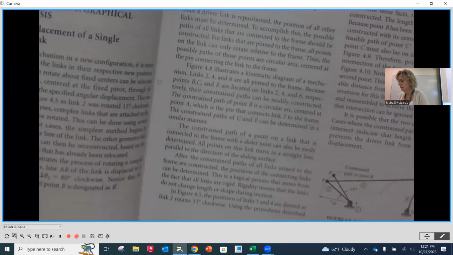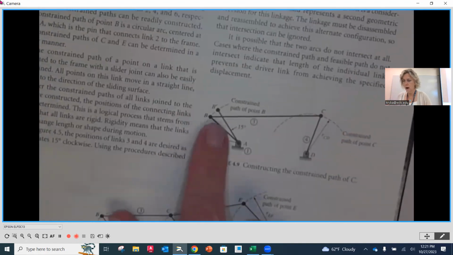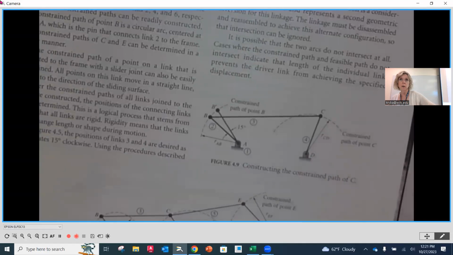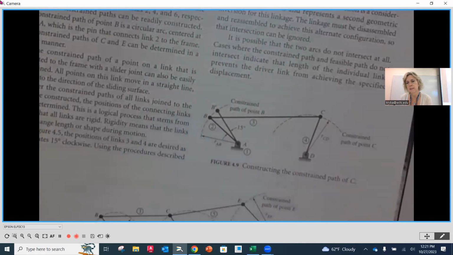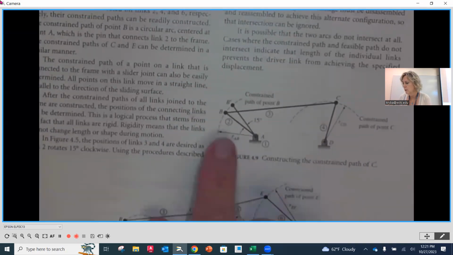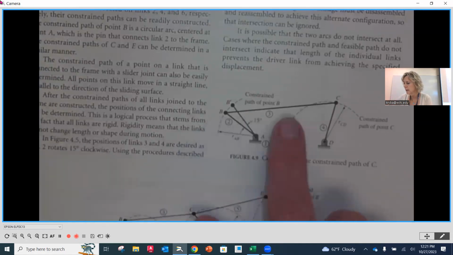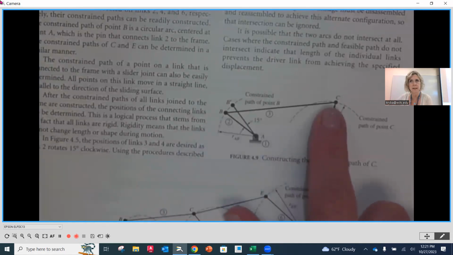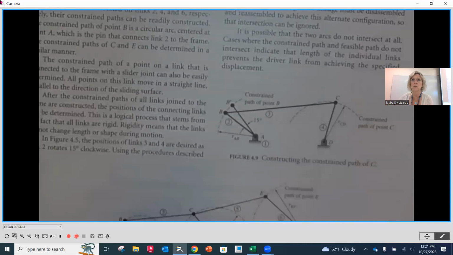Now, to use CAD, we're going to look at that very same illustration. It's easy to move our link, but how do we get the other ones to follow along? To go through this process, you'll notice that we have that similar diagram here. We move our driver 15 degrees, and now we want to figure out what's happening with the other ones. Now, B is connected to C. C can only go along this path because it's connected back to the frame on that link number 4, which rotates about point D.